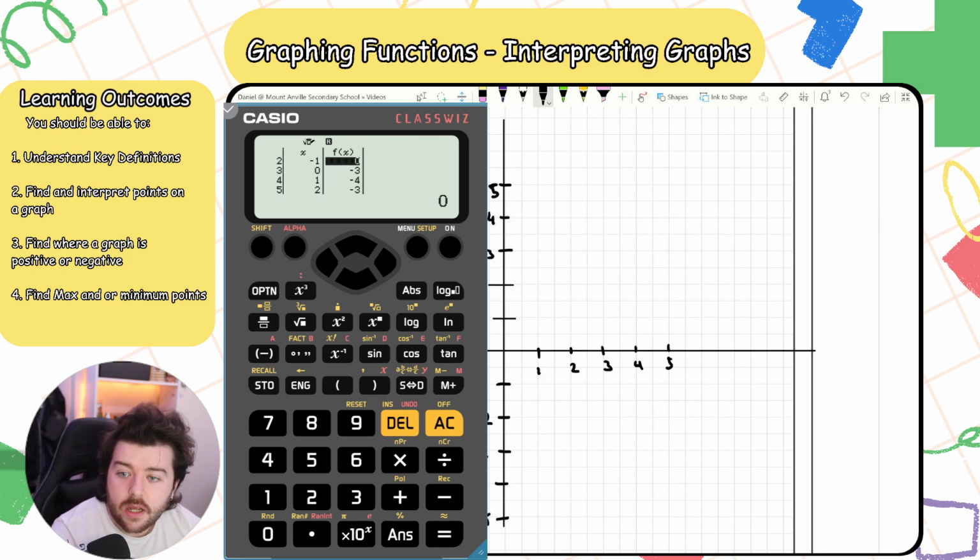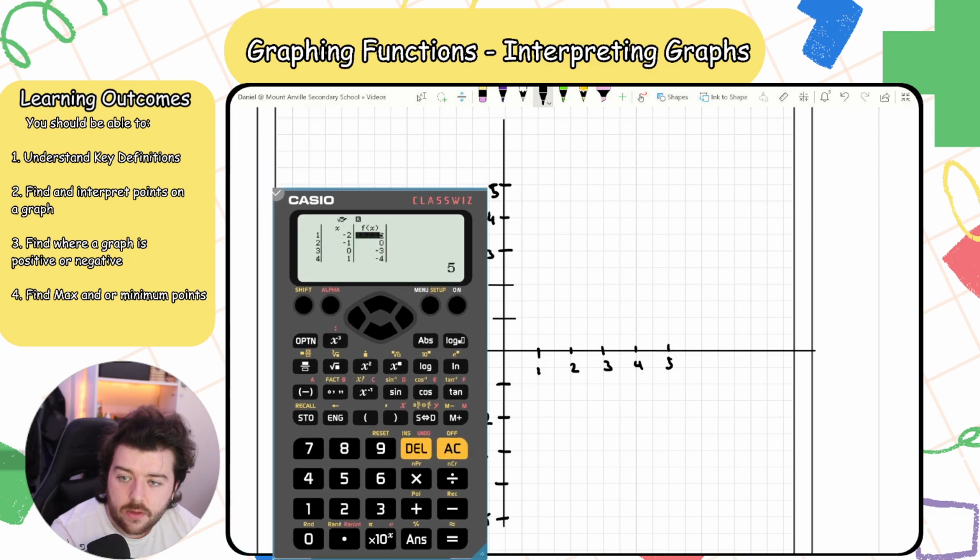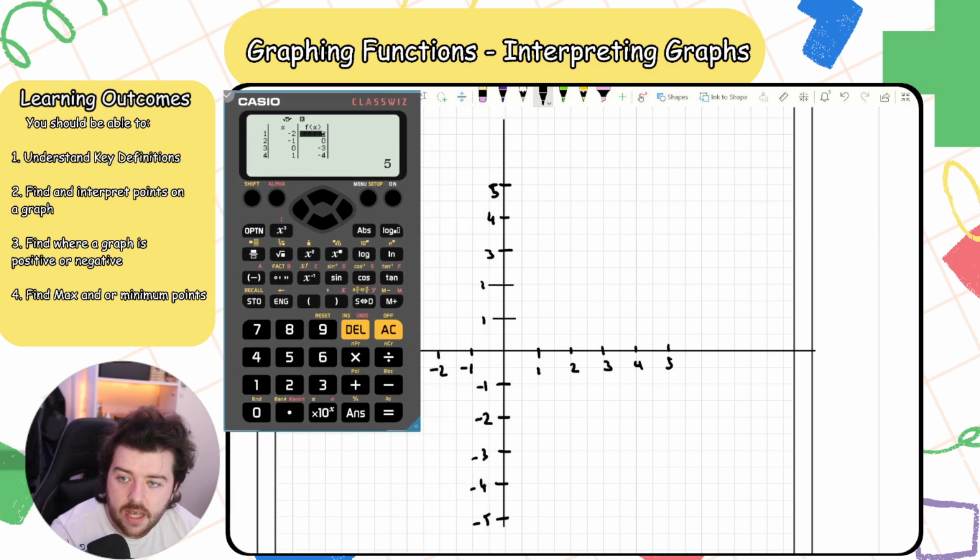Right, so my first point here is... I'll make this a little bit smaller. Yeah, there we go. Grand. So my first point is (-2, 5). So go to minus 2 on my x-axis, go up to 5 on my y. There it is. Next one, (-1, 0).